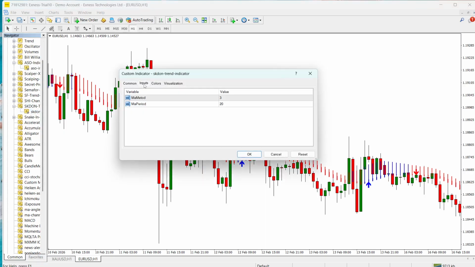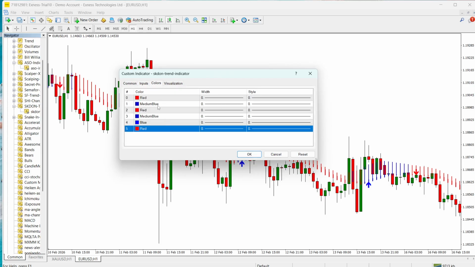As for the indicator settings, let's look at the inputs. So we basically have the MA method and then the MA period. You can also change the colors of our lines and arrows so it fits in perfectly with our existing MT4 chart theme.